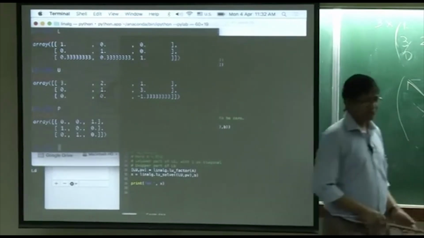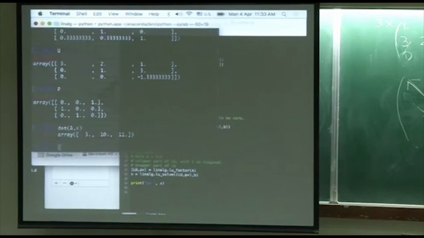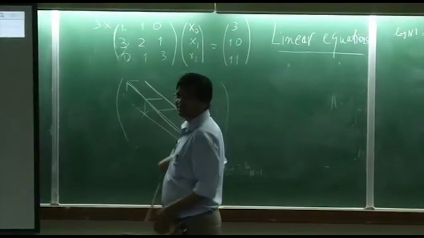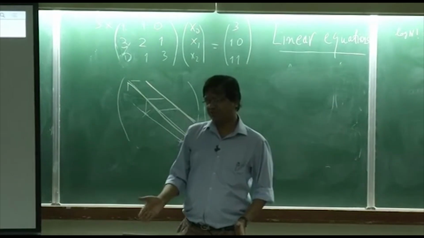Now, for multiplication, the dot product is not star. So, you do the dot product. If I do dot of A and x, that should give you B, that is A x matrix multiplication. So, that is B: 3, 10, 11. Now, if I do dot of L and U, what should I get? I expect A, but I will not get A, the rows have been swapped. So, if I do dot of this with P, PLU is A.